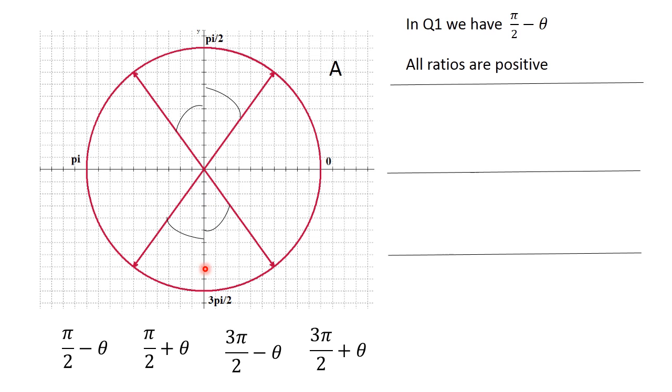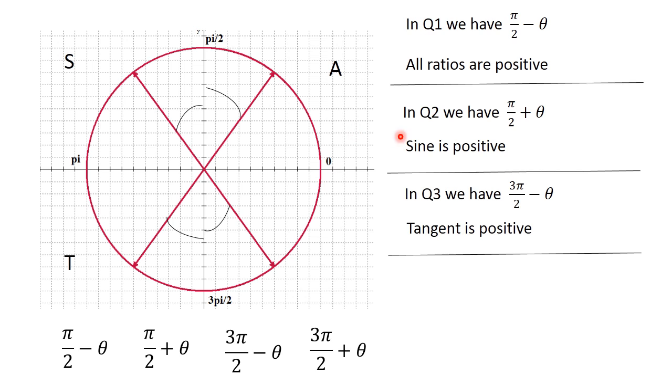So let's go back and look at what we know about quadrant 1. Quadrant 1 we said was pi over 2 minus theta. But bear in mind that all ratios are positive in quadrant 1. That's what this A stands for. In quadrant 2, it says that sine is positive. And remember, quadrant 2 is pi over 2 plus theta, and sine is, of course, positive. In quadrant 3, which is the 3 pi over 2 minus theta, tangent is positive. That's what the T stands for here. And finally, in quadrant 4, we have 3 pi over 2 plus theta. Cosine is positive in quadrant 4.